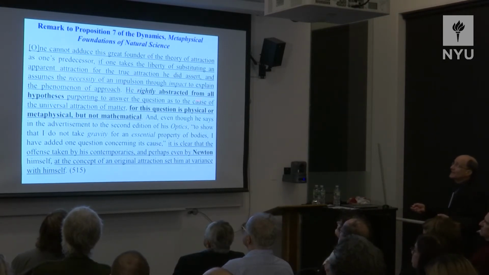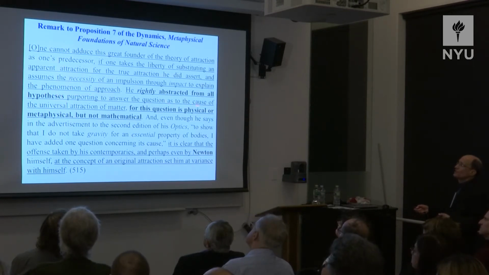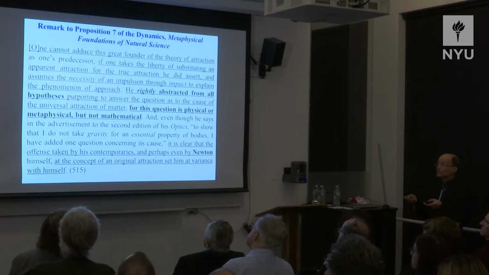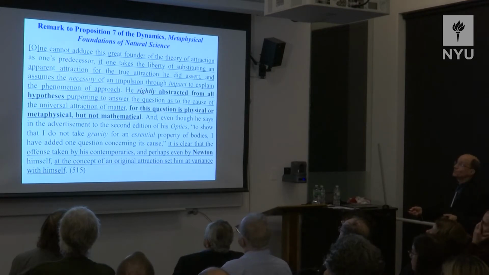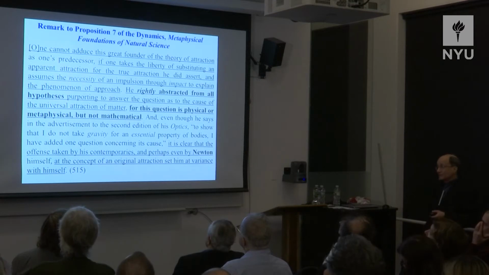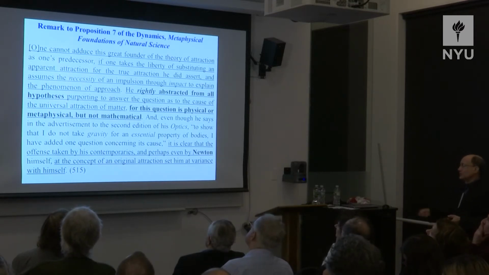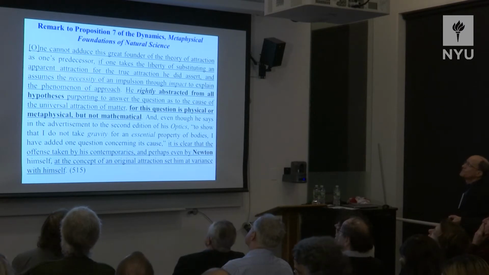Here's the passage from Kant, and I just want to emphasize here he's saying about Newton that Newton rightly abstracted from all hypotheses, purporting to answer the question as to the cause of the universal attraction of matter. For this question is physical or metaphysical, but not mathematical. And he's suggesting that at this point, Newton is right in taking this mathematical point of view. So that's why I emphasized the rightly, which I hadn't emphasized before when I was saying this was a difference between Kant and Newton. There is a difference there, but it's not as deep as I thought, I think. We can talk about that if everybody wants to.